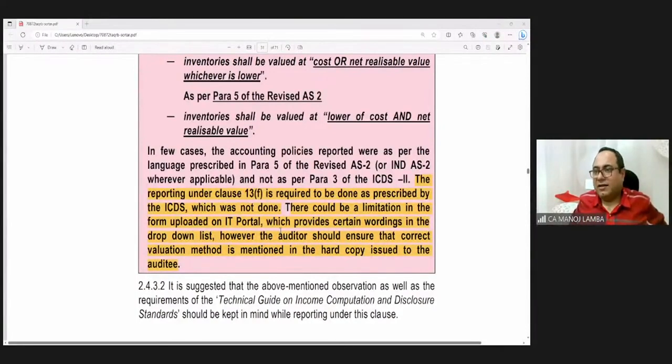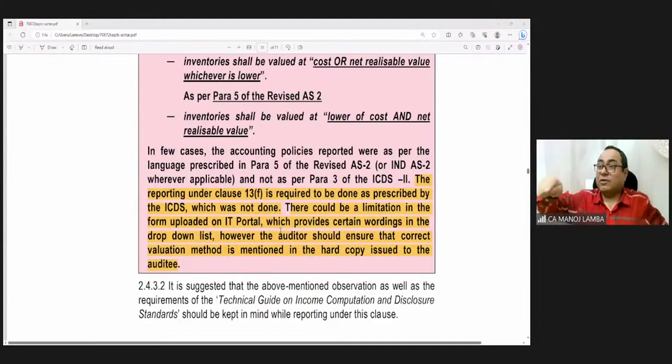Friends, if we read it from the utility, that is cost price, cost or market price, whichever is less. There are three different dimensions. In form number 3CD utility, as provided by the Income Tax Department, the wording is cost or market price, whichever is less. Whereas ICDS 2 talks about cost or net realizable value, whichever is less. Whereas revised AS2, which deals with the maintenance of books of account, talks about lower of cost and net realizable value. Meaning in all three places different words are used.